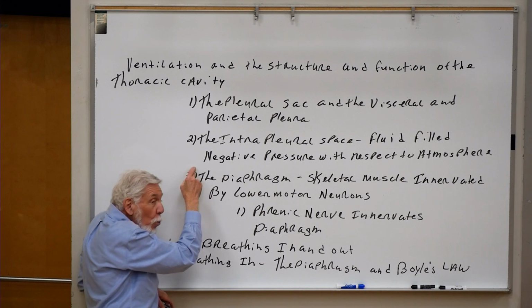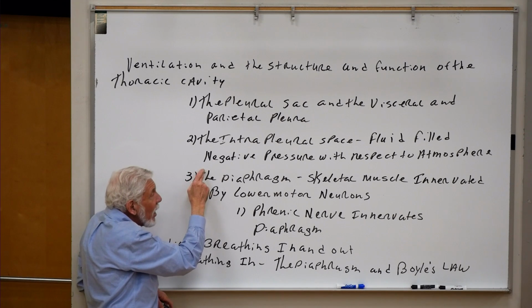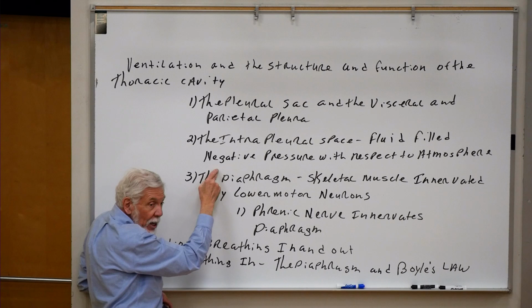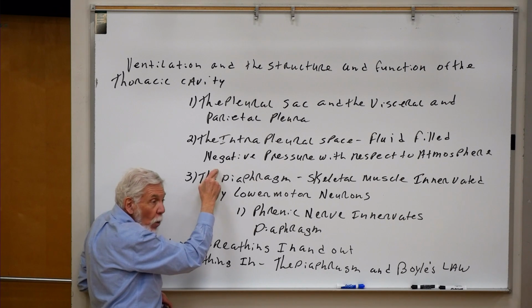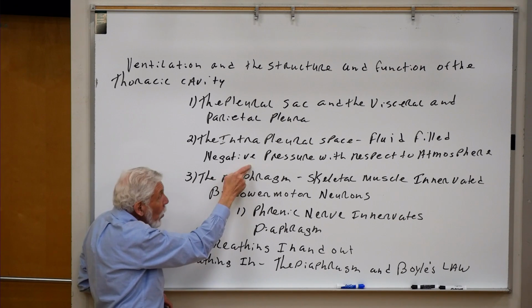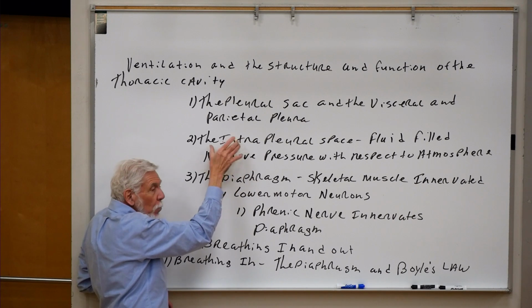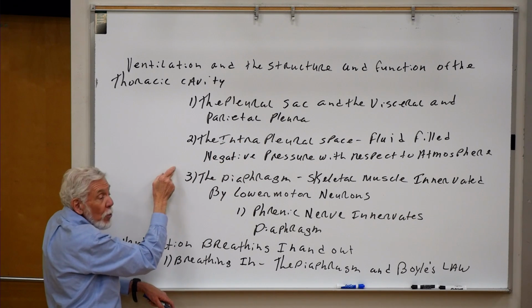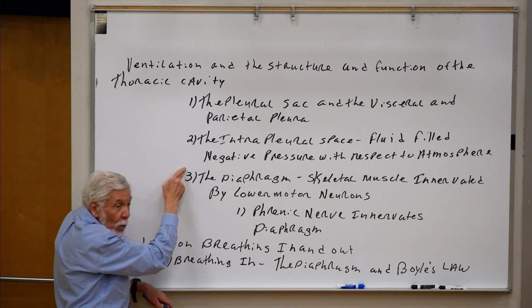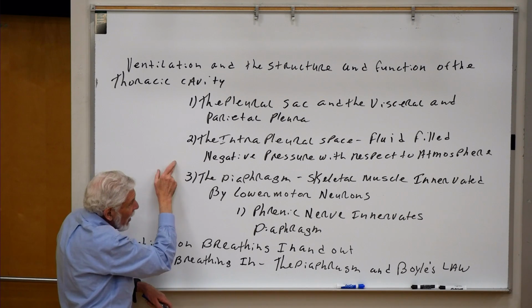This negative pressure will be important later on when we begin talking about what happens when we get a pneumothorax. We poke a hole in the body wall, and by poking a hole in the body wall, the pressure inside the pleural space comes to equilibrium with the outside world. That is what happens with a collapsed lung, and we'll talk about how that happens.